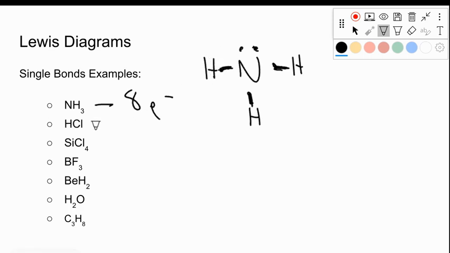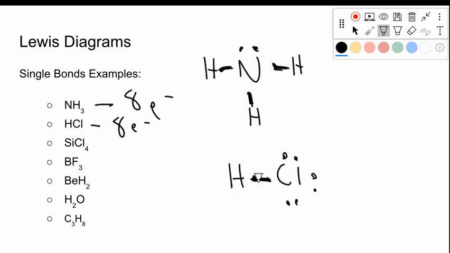Next one is HCl. Hydrogen's in group 1, so it has 1 valence. Chlorine is in group 17, so it has 7. So it has a total of 8 valence electrons also. Now this one doesn't have a central atom for my skeleton structure because there's only 2 elements. So if there's only 2 elements, all they can do is bond together. So I'm going to have hydrogen come in with its 1 electron. Chlorine's going to come in with its 7.